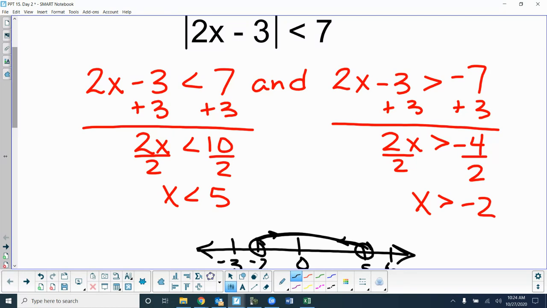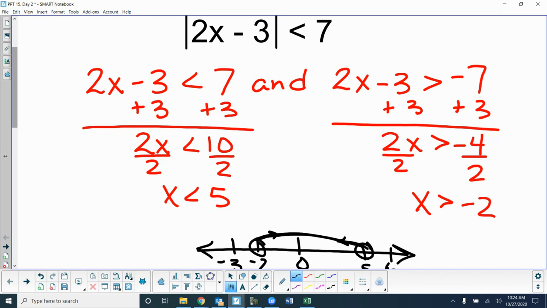18 is a circle at 1 and a circle at 8 and connect them. Greater than 1, less than 8. 21, x is greater than or equal to negative 4/3 and less than or equal to 8. So negative 4/3 is just past the negative 1. So we have a solid dot just past negative 1, between negative 1 and negative 2, and a solid dot at 8, and connect them.